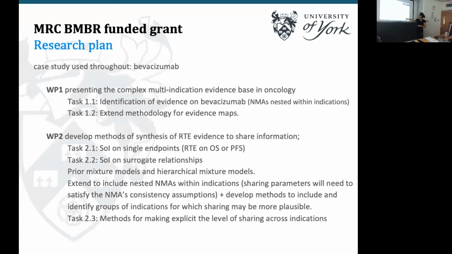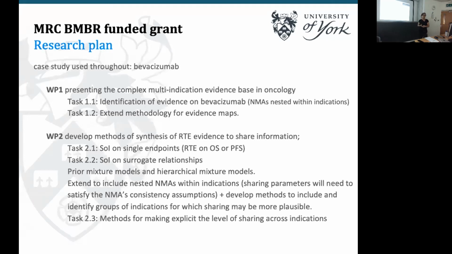We're going to focus then on the evidence synthesis on prior mixture models and hierarchical mixture models, and that's because we want external judgments on the appropriateness of sharing. But we have to extend these methods because they don't really exist for the types of data structure. And the type of data structure here is going to be NMAs nested within an indication. So it's not really been done before. So we're going to extend those, and we're going to devise methods for making explicit the level of sharing.